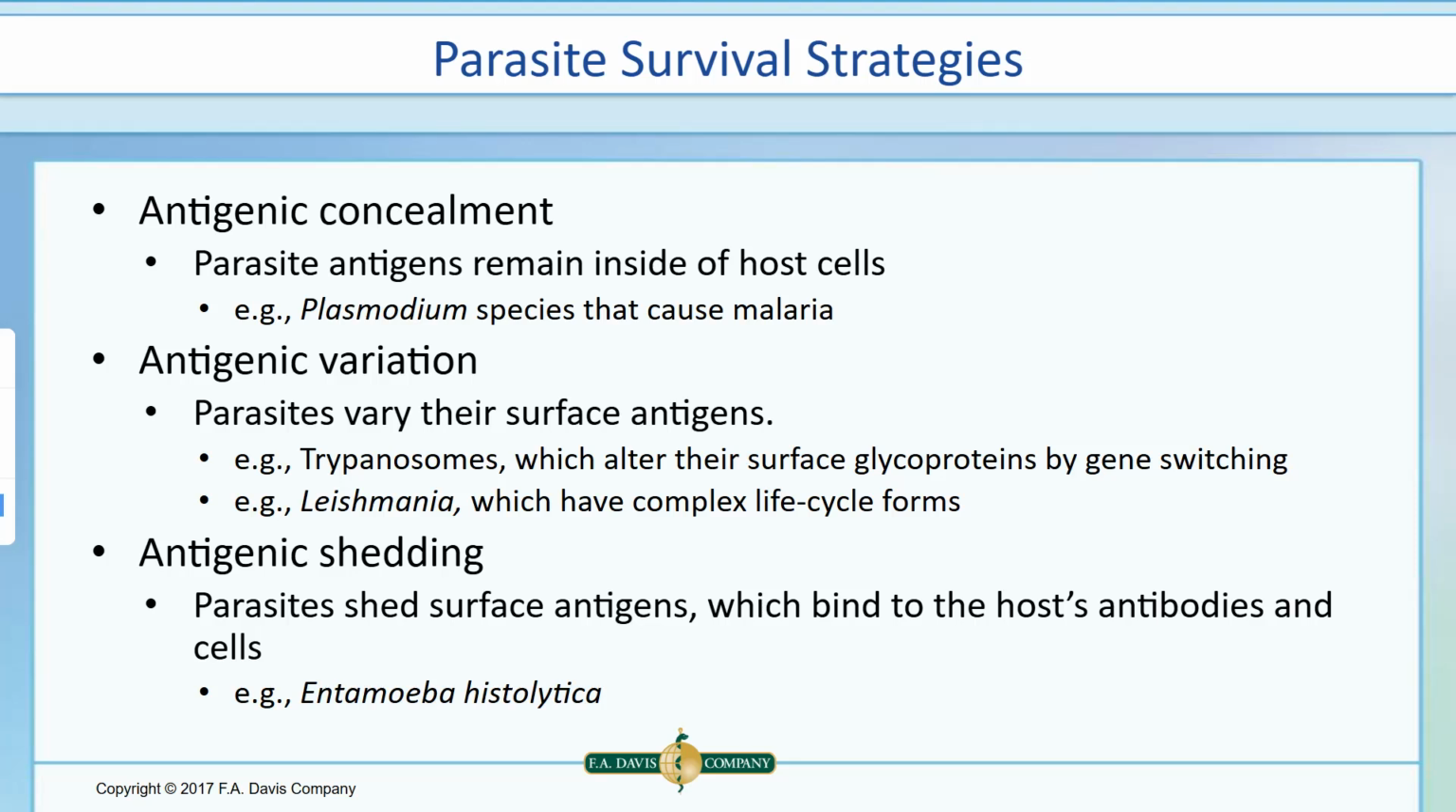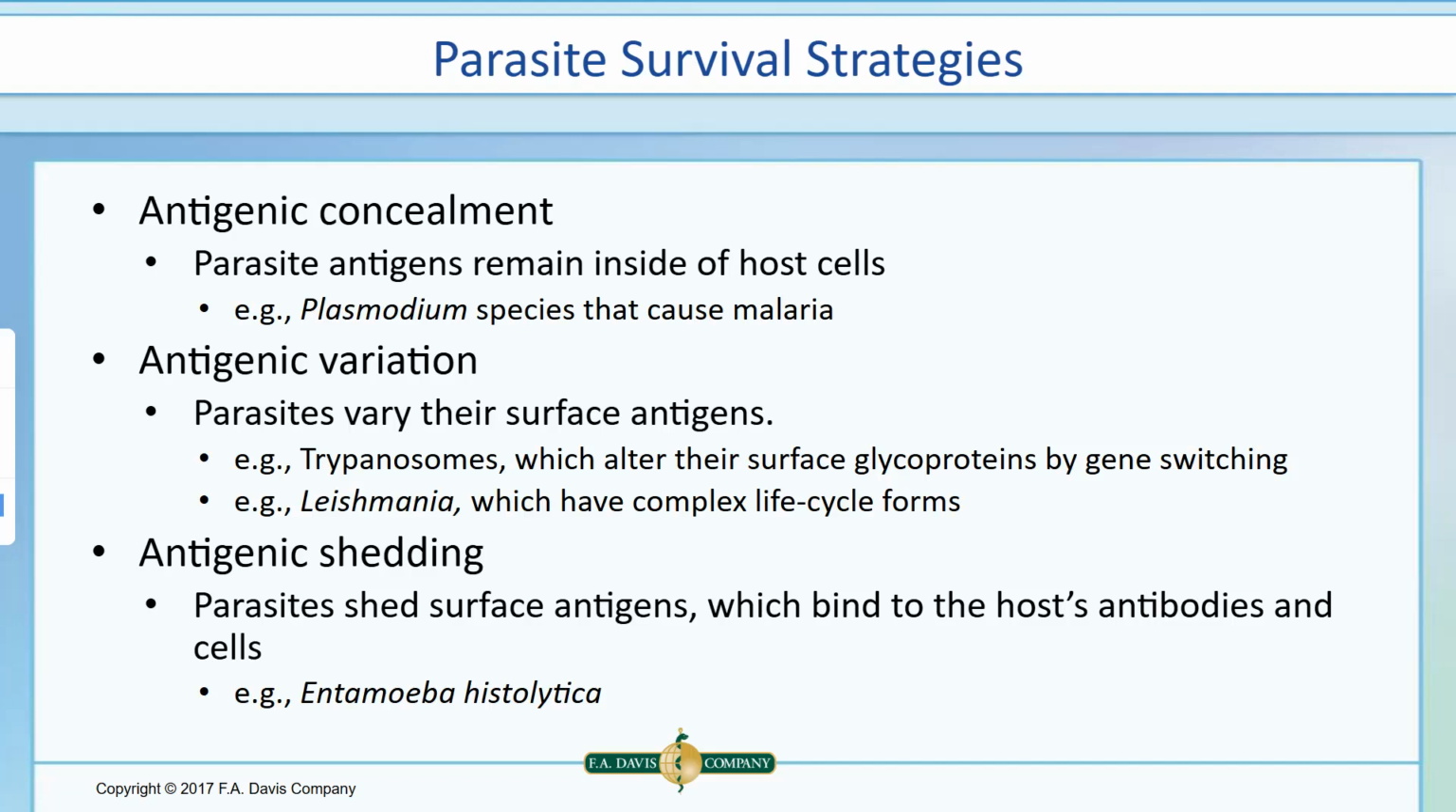Antigenic variation. That's when parasites vary their surface antigens. For example, trypanosomes, which alter their surface glycoproteins by gene switching, or leishmania, which have a complex life cycle forms. Antigenic shedding: it's when parasites shed surface antigens, which bind to the host antibodies and cells. Entamoeba histolytica is an example of one of those.